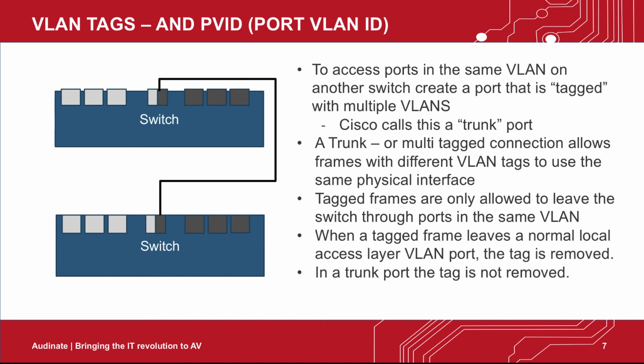The essential thing to remember is when a tagged frame leaves a normal local access layer VLAN port, the tag is removed. In a trunk port, the tag is not removed. So that is why you have people talking about tagged and untagged or access and trunk. It's the same thing.